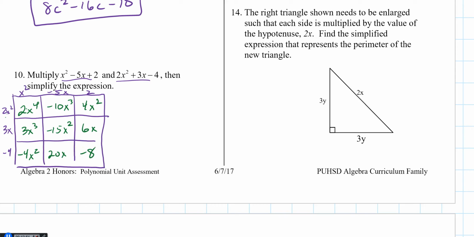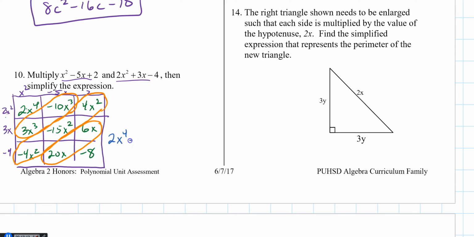So there's all my products. And then we have to find our like terms, and we discussed in class that if we have standard form, like terms are usually going to be on the diagonals, which they are in this case. So we're just going to add up the diagonals as well. So we have 2x to the 4th. This is going to be the final answer.